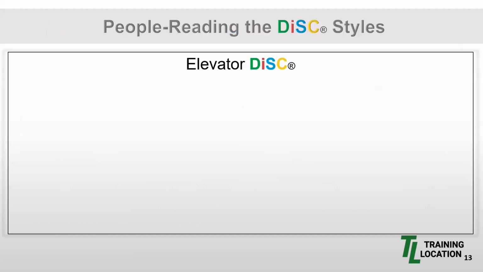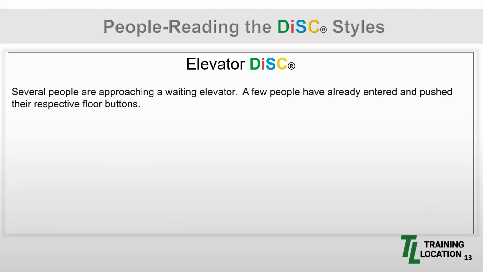Now, in a previous video, I've mentioned the way different DiSC types use an elevator. Instead of me telling which type is approaching the elevator and then describing them, let's reverse engineer and see if we can get a pretty good guess at what type is being described by their behaviors. So several people are approaching a waiting elevator. A few people have already entered and pushed their respective floor buttons.